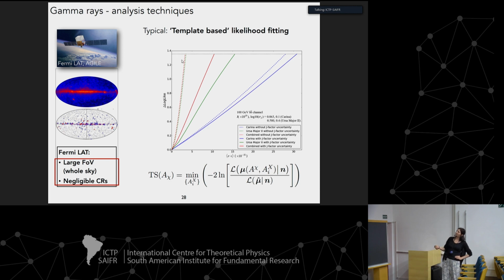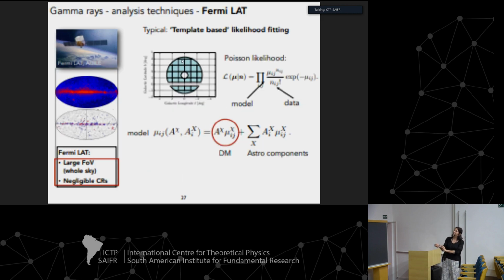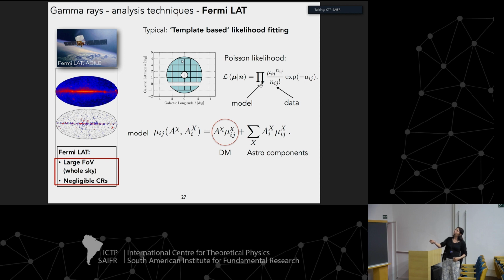So let me see what I wanted to say here. Right. And then this likelihood would have this mu, which would have many parameters related to dark matter, and parameters related to all astrophysical components. This you do not care about. You just want to find out for which dark matter parameters your likelihood is minimized.